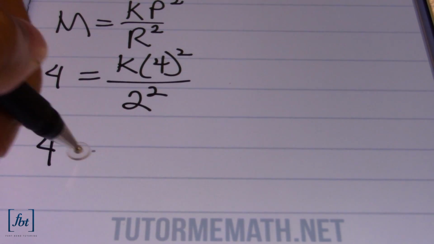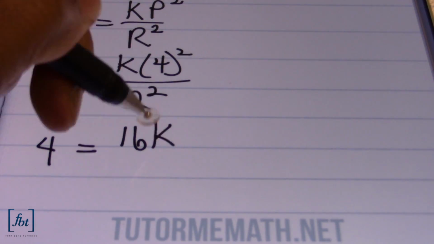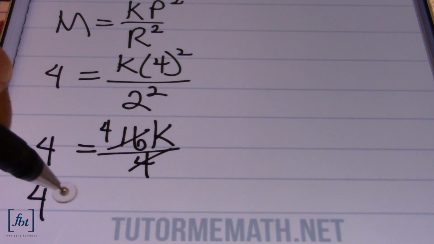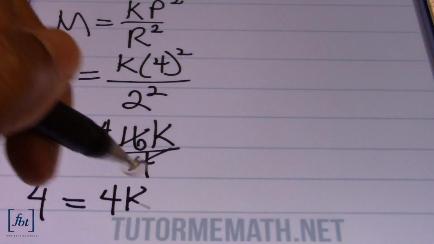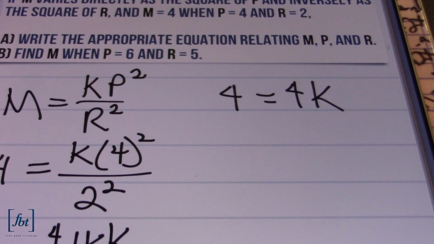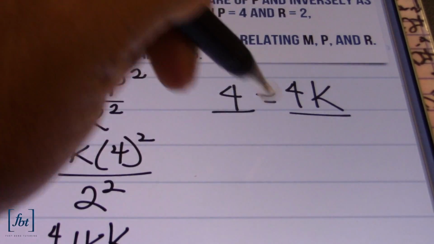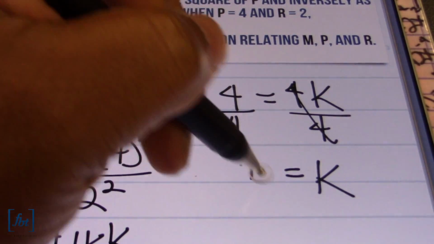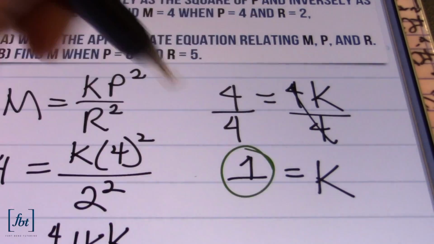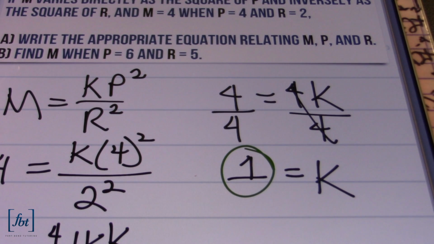I have 4 equals 16k divided by 4. Well, we know that 4 will go into 16 4 times, right? So we end up now with 4 equals 4k. Now dividing both sides by 4, we know that k equals 1. K equals 1. And here's that green circle that you've been waiting on. Green circling it. It's going to catch on. I know you don't think it will, but it's going to catch on.